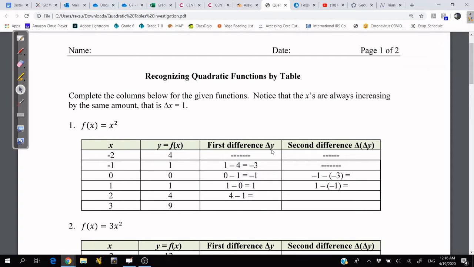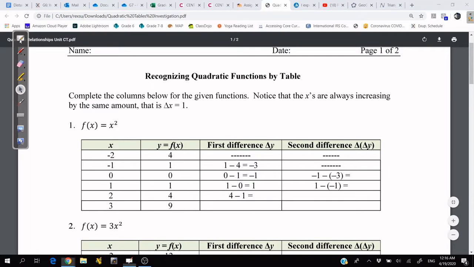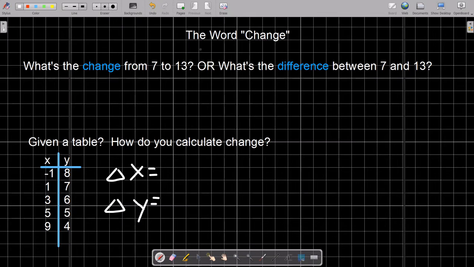Here we have the first difference, they're calling it, the change in y, and the second difference, the change in the change in y. So let's talk for a second about what that word change means. What is the change from 7 to 13? Well, that is fairly clear. You don't have to do anything to know that the change is 6, which is the same as the question, what's the difference between 7 and 13? Also 6.